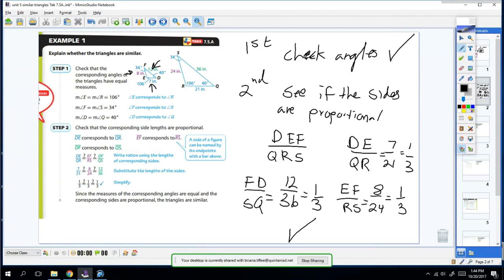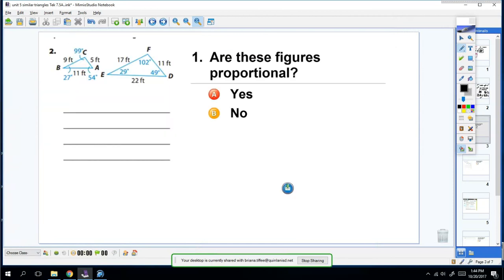Okay, let's try another one. This would be one that you do by yourself, so you might want to pause the video to see if they're proportional or not, if you can do it by yourself. The first thing you should always do is check the angles. The personal reason why I check the angles first is because it's a simpler check. All you have to do is look at them to see if the numbers are the same.